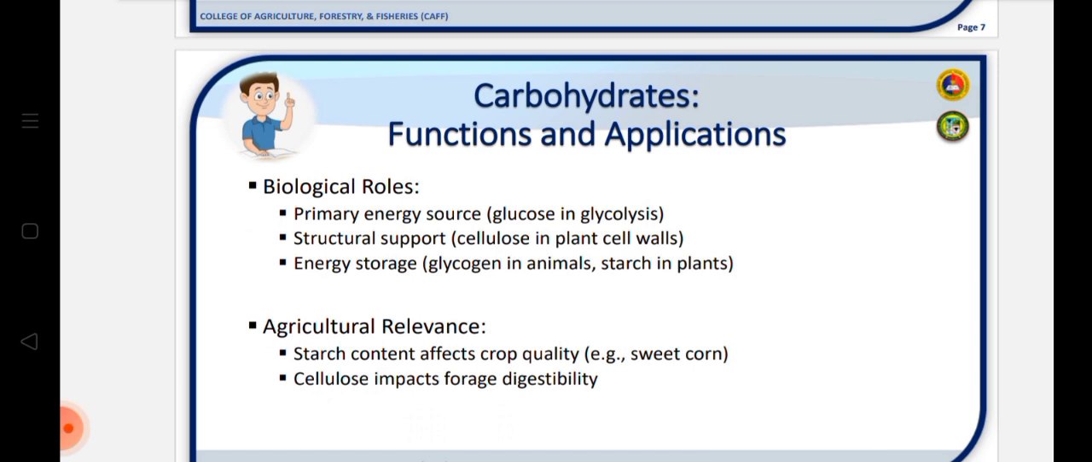In agriculture, carbohydrate content directly influences crop quality and utility. For example, starch content affects the texture, sweetness, and drying behavior of crops like sweet corn. High starch levels may improve shelf life, but it may reduce palatability if not managed properly. Next, we have cellulose. Cellulose impacts forage digestibility. In livestock nutrition, understanding cellulose levels helps optimize feed formulations for better nutrient absorption and animal performance.